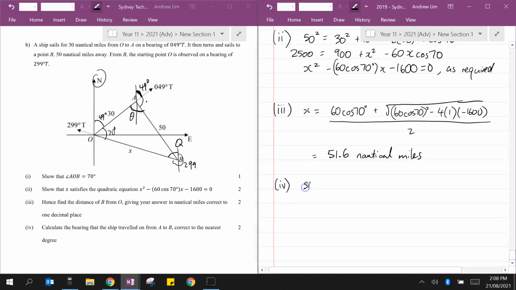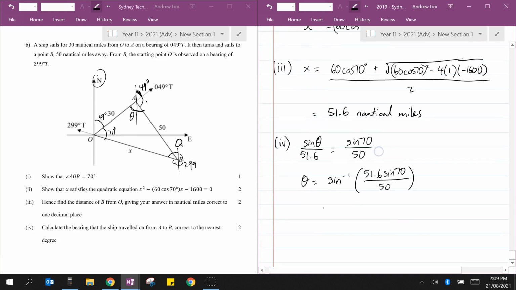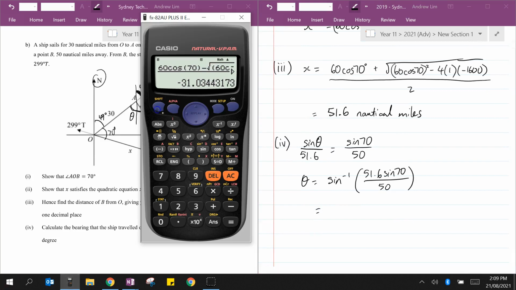So sine theta, I'm going to use the sine rule. Sine theta over x, which is 51.6, is equal to sine of 70 over 50. So the angle is equal to the inverse sine of 51.6 sine 70 over 50, and that's equal to 75.87 or 75.9.